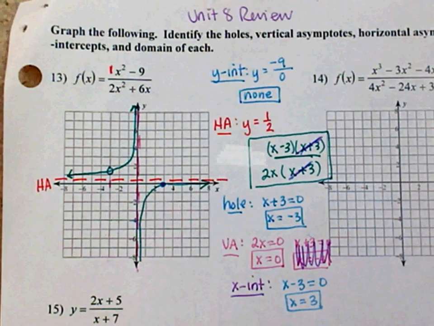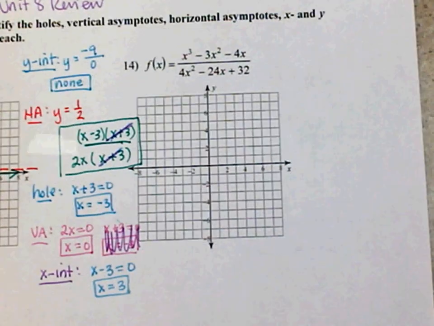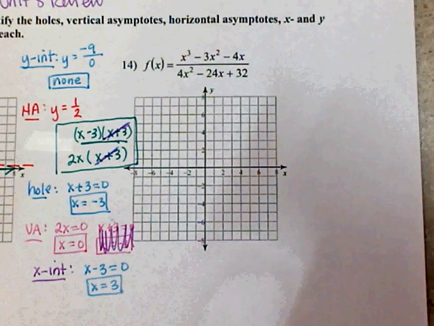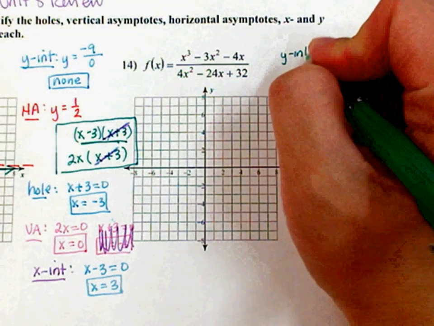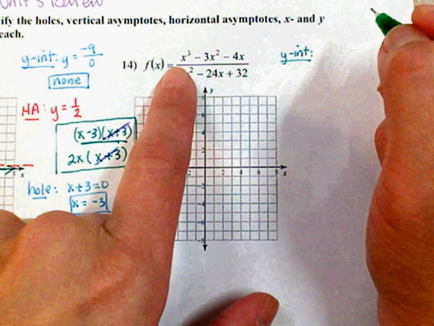All right, let's go to number 14. Same thing. All right. So let's go ahead and look for our y-intercept first. 0, 0, 0.